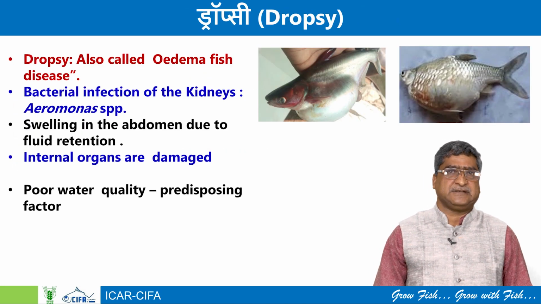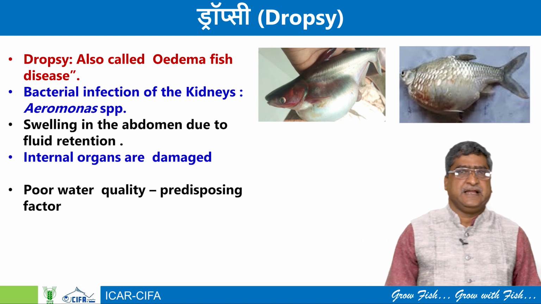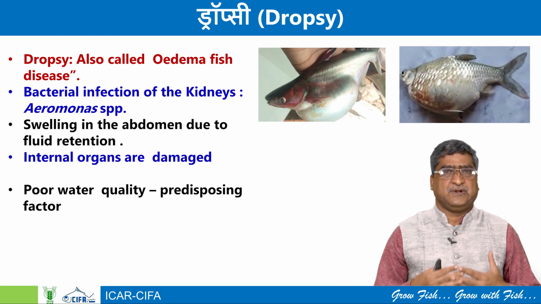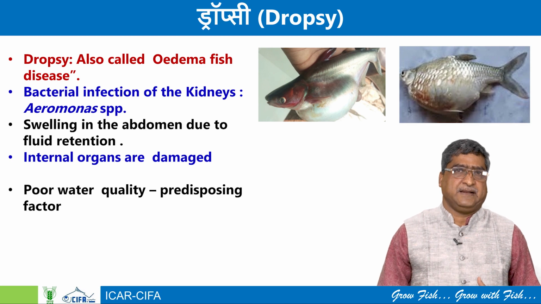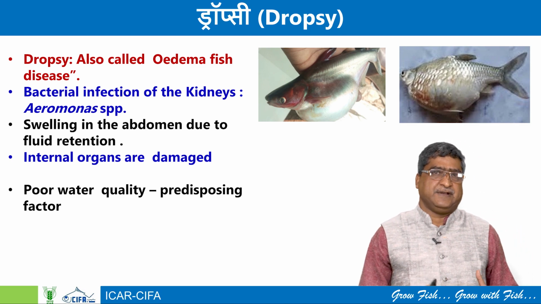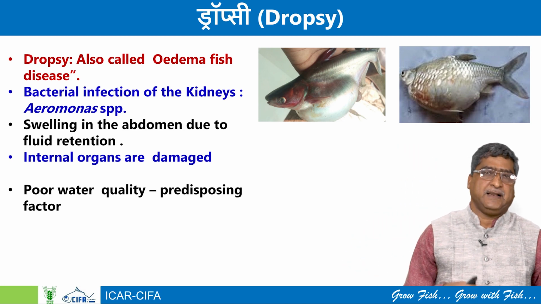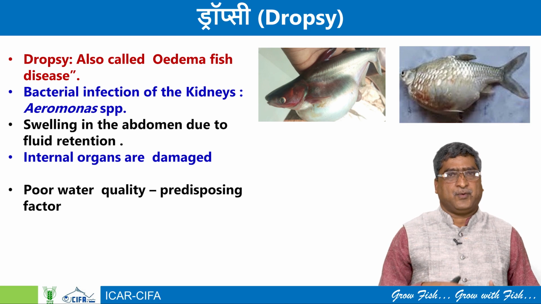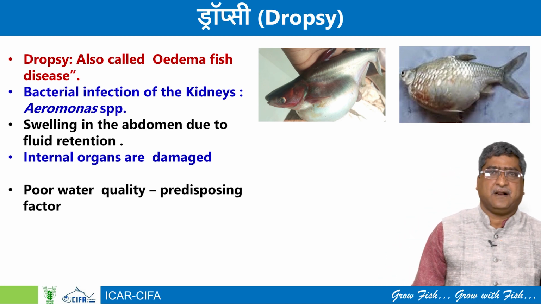And another important disease called dropsy. Dropsy is called edema disease or edema fish disease. It is a bacterial infection caused by Aeromonas, and Pseudomonas species are involved in this, and the kidney of the fish is affected. So swelling of the abdomen due to fluid accumulation, and internal organs are also damaged. And this occurs due to poor water quality. When poor quality is there, the bacteria multiply in number and induce the disease called dropsy.